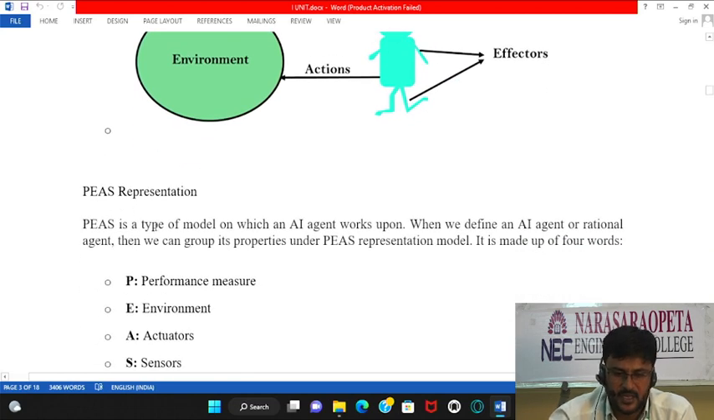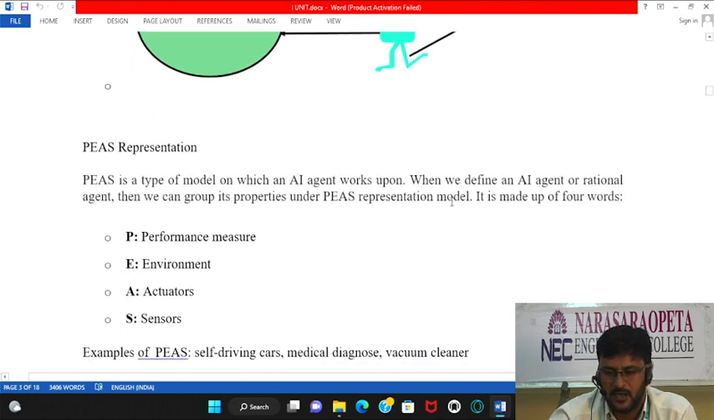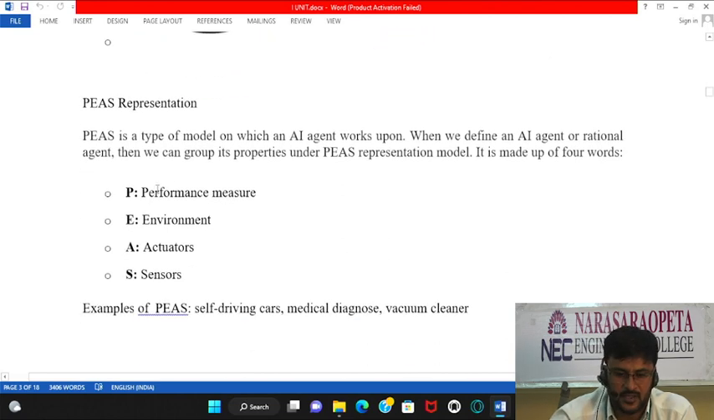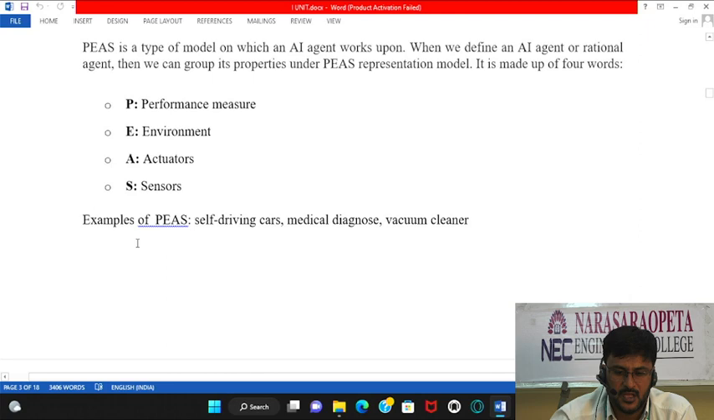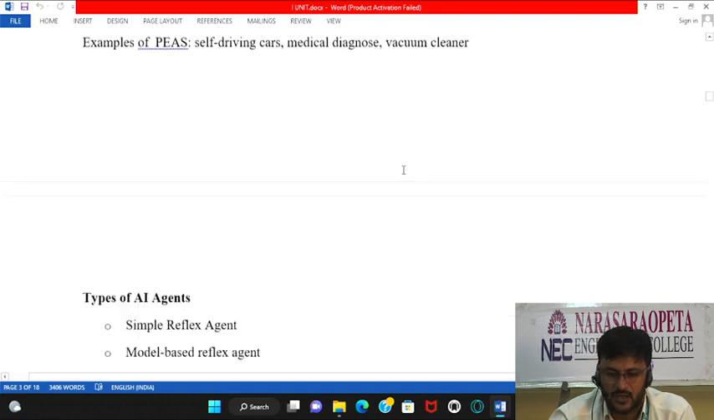Next, PEAS representation. PEAS is the type of model on which an AI agent works. When we define an AI agent or rational agent, we can group its properties under a PEAS representation. It is made up of four words. P is the performance measure, E is the environment, A is the actuators, and S is the sensors. P is, for example, in self-driving cars or medical diagnosis.